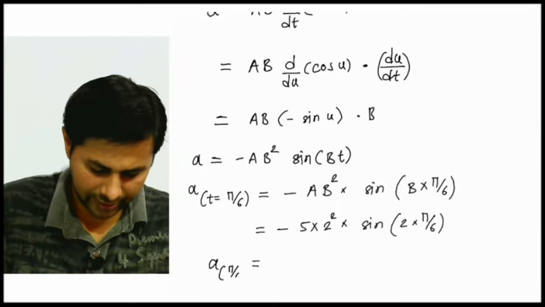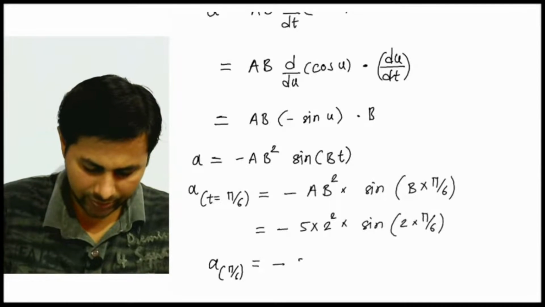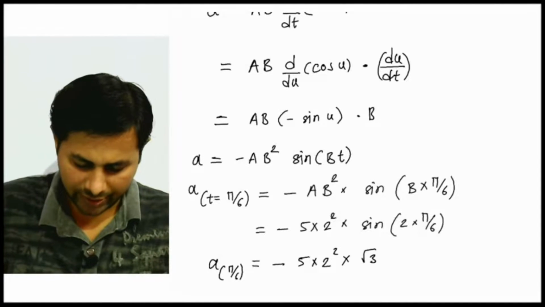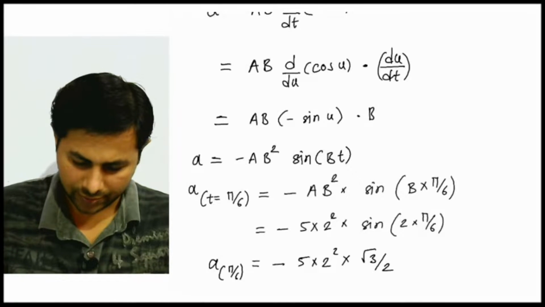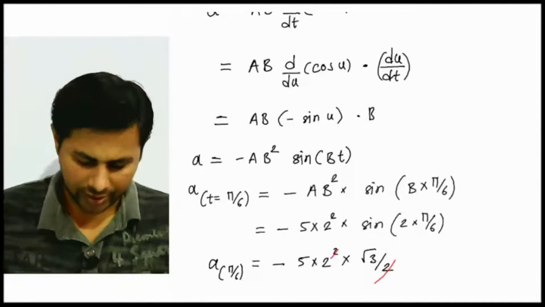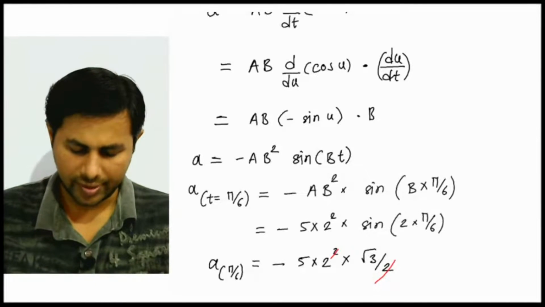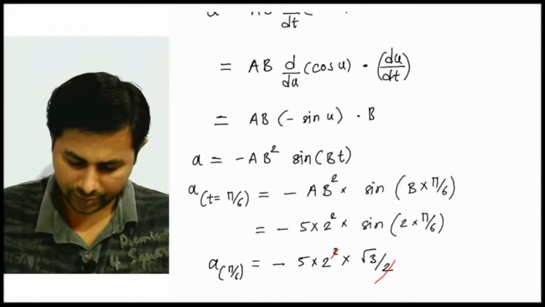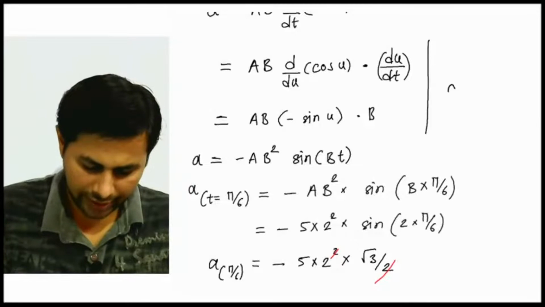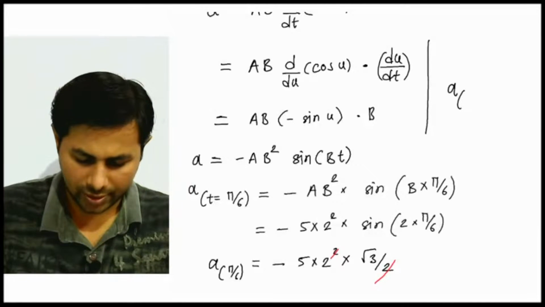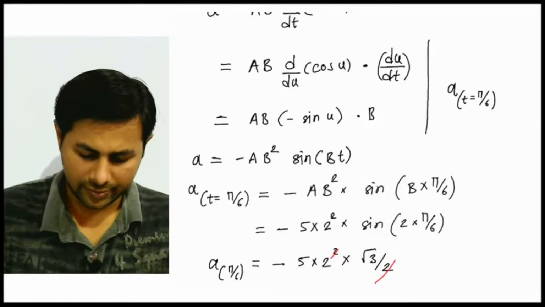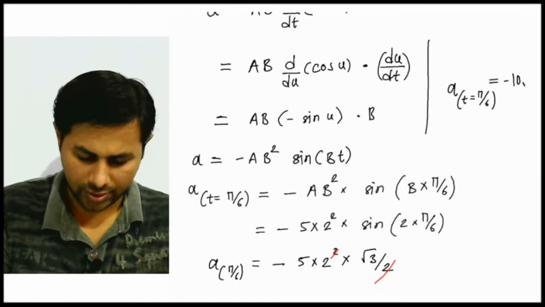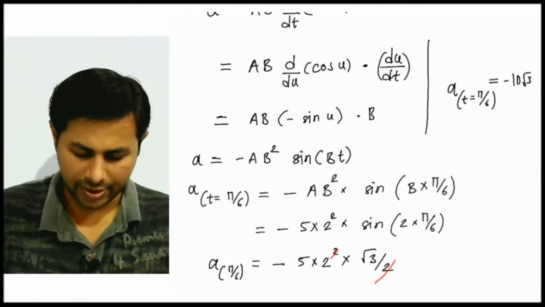So A of pi by 6 is equal to minus of 5 times 2 squared multiplied by square root of 3 divided by 2, and this 2 gets cancelled out with the squared. So we have minus 10 multiplied by root 3. Okay. So answer is, therefore A at t equals to pi by 6 is minus 10 root 3, and unit will be meter per second squared.